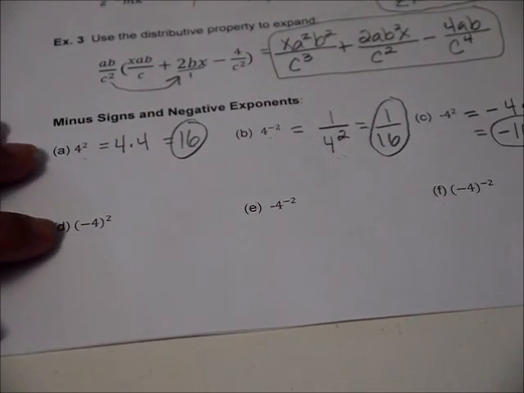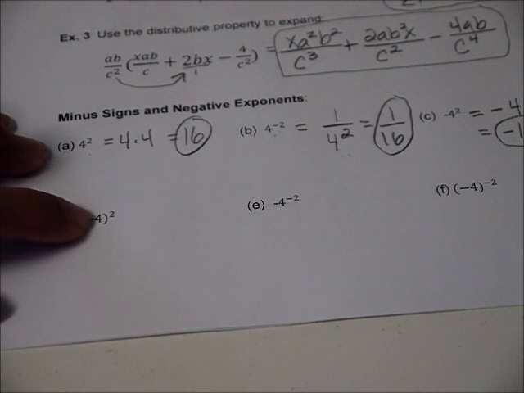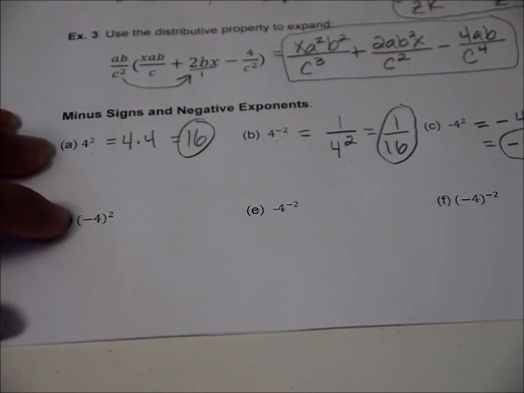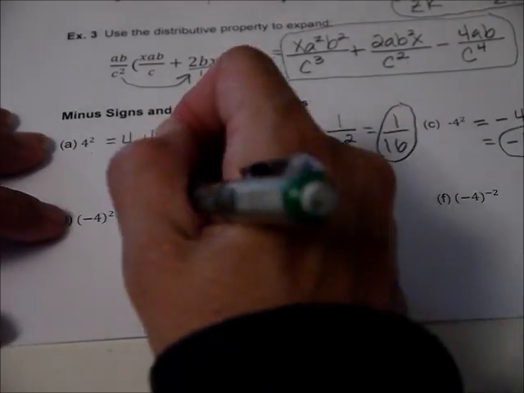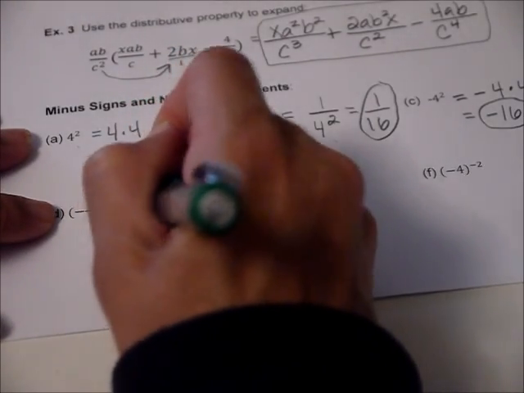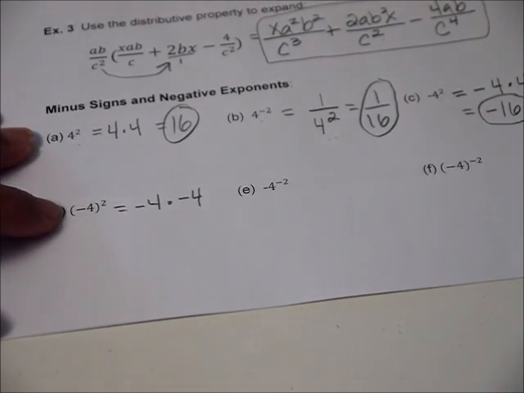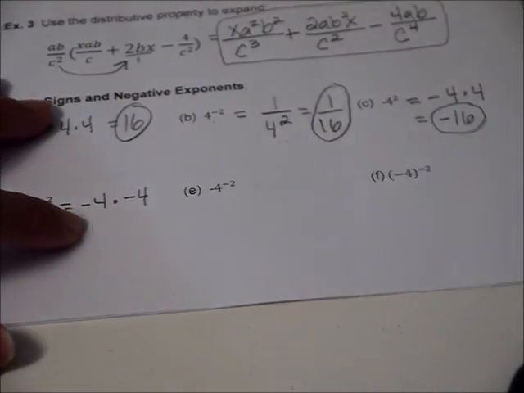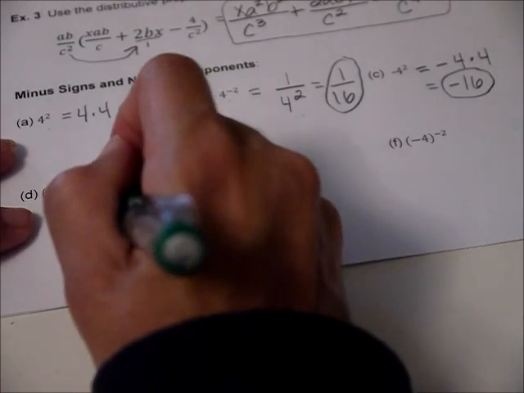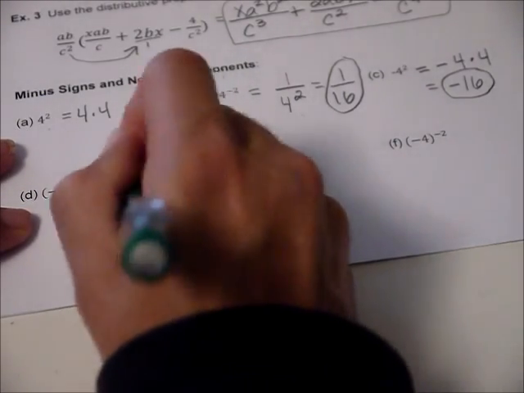Next one. Now, can I cover up the negative without running into a parenthesis? No, that means that negative gets to be part of the squaring. So what that equals is negative 4 times negative 4. So that actually squares these negatives, whereas the last one you only had one negative. Now that's positive 16.